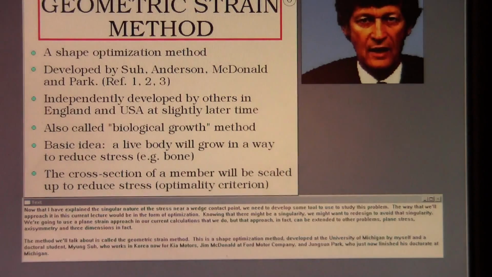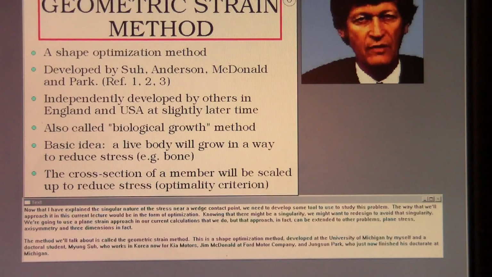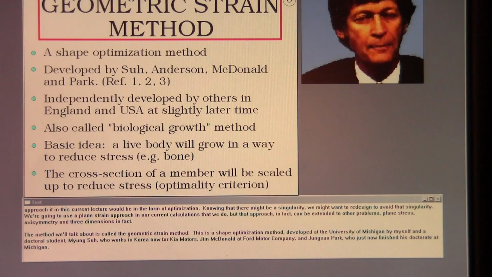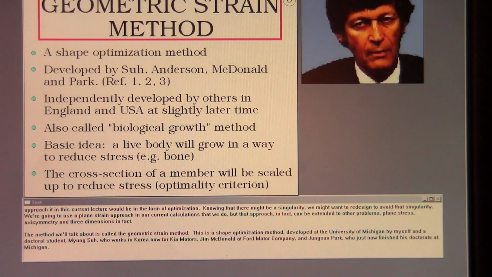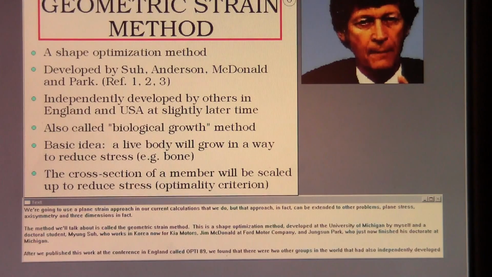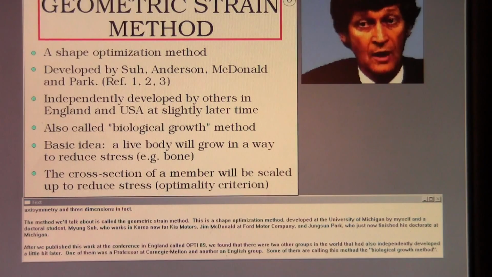Now that I've explained the singular nature of the stress near a wedge contact point, we need to develop some tool to use to study this problem. The way we'll approach it in this current lecture will be in the form of optimization. Knowing that there might be a singularity, we might want to redesign to avoid that singularity. We're going to use a plane strain approach in our current calculations, but that approach can in fact be extended to other problems: plane stress, axisymmetry, and 3 dimensions. The method we'll talk about is called the geometric strain method.